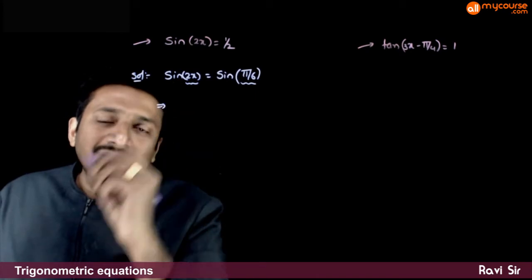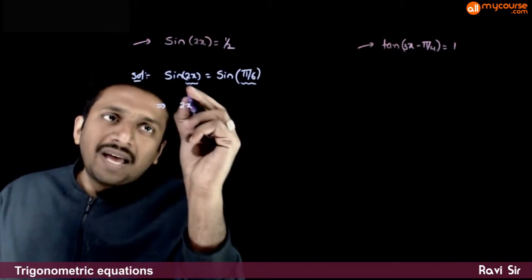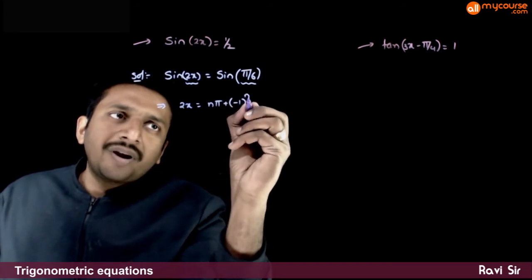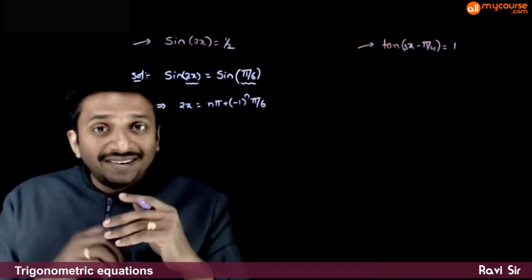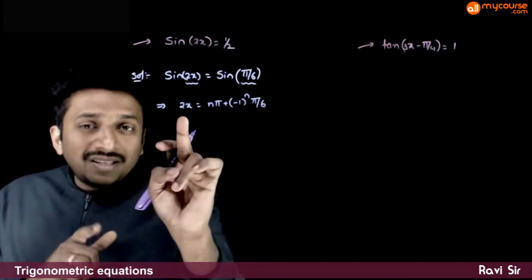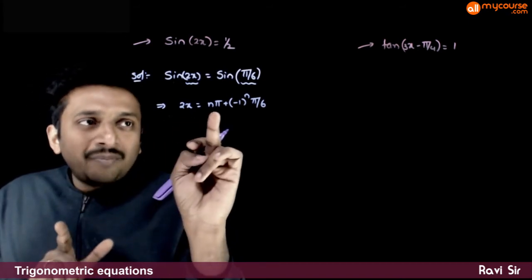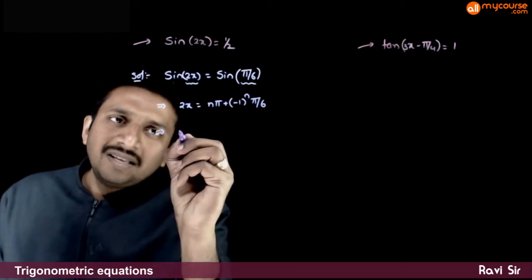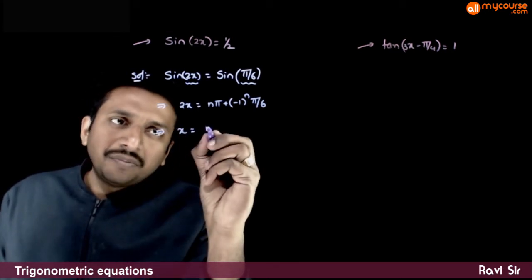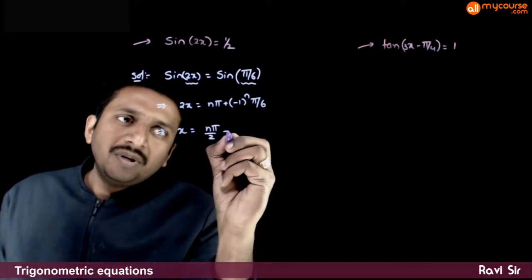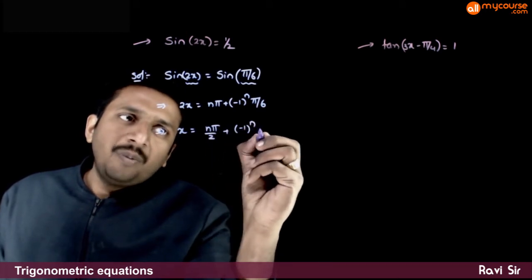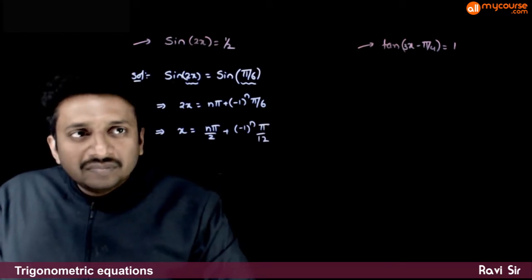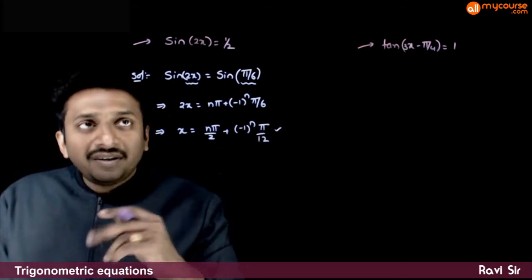So this implies from the formula, this something has to be equal to n pi plus minus 1 whole power n times pi by 6. We write the general solution. So the general solution for 2x is n pi plus minus 1 whole power n into pi by 6. So this implies the general solution for x is equal to n pi by 2 plus minus 1 whole power n times pi by 12. So this is the general solution for this equation.